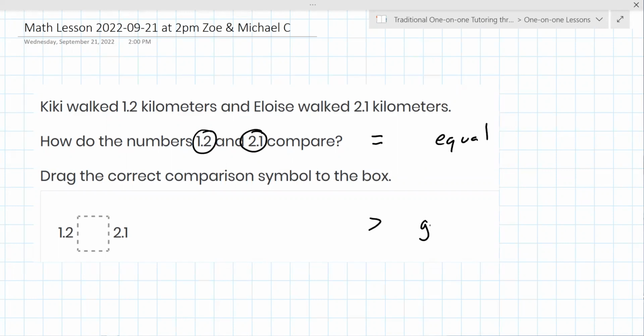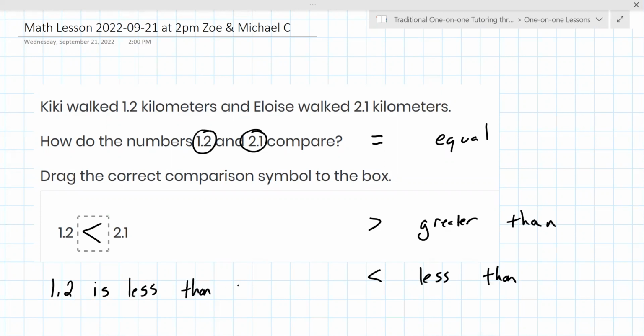So the first operator is that they could be equal. This one means greater than, and then this one below it means less than. Have you seen that before in class? Yes. Okay. And so it's a statement. Like I'm gonna put the right answer in here, and then we're gonna read it out loud. 1.2 is less than 2.1.